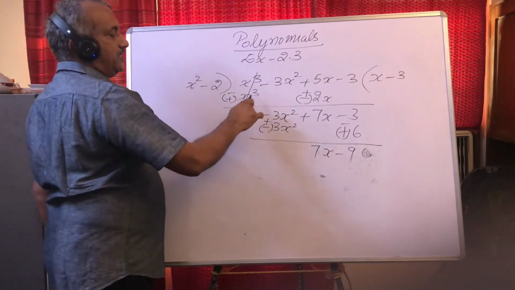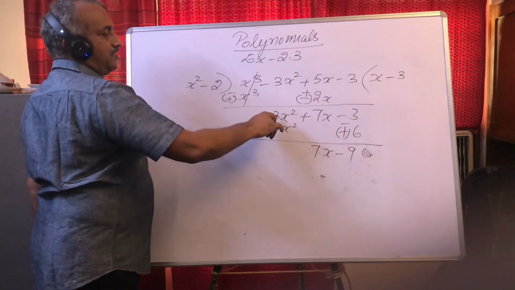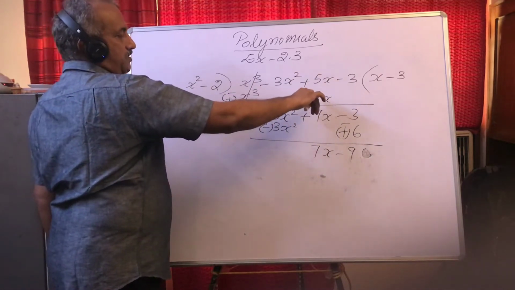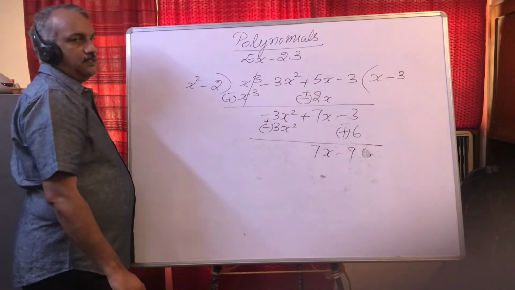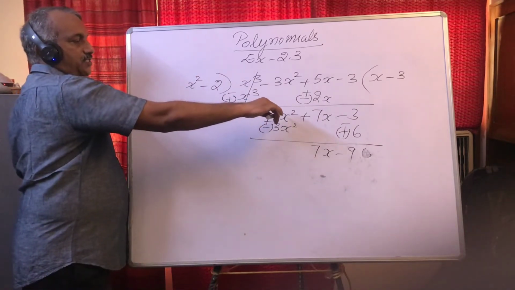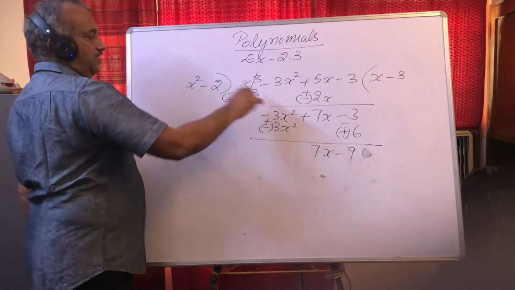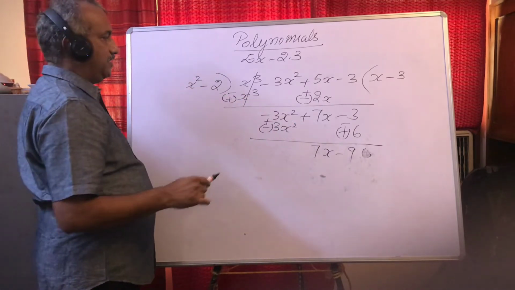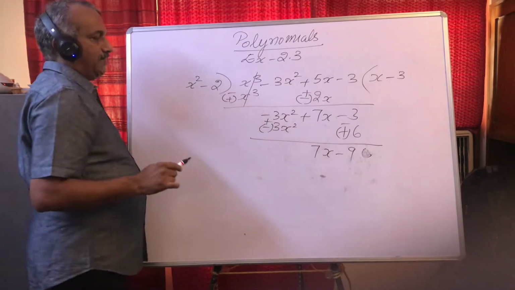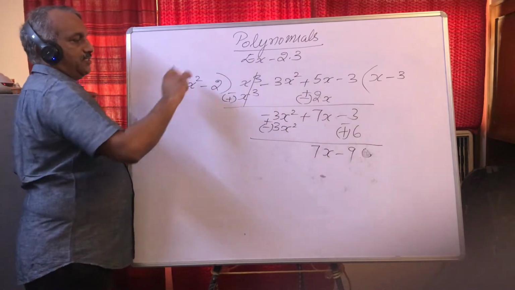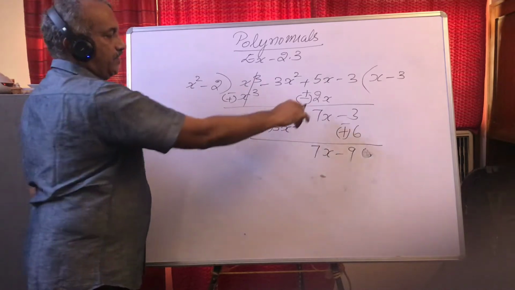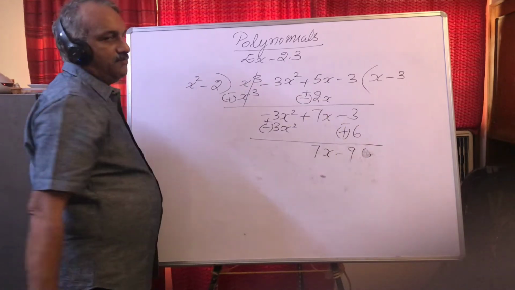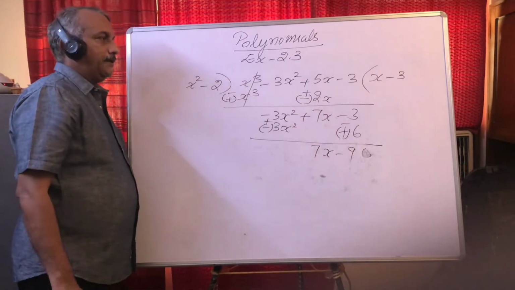Here x cube minus x cube gets cancelled. Minus 3x square, 5 plus 2, so 7x minus 3. Again, divide the first term by the first term. Minus 3x square upon x square, minus 3 into x square, minus 3x square, minus 3 into minus 2 plus 6. Change the sign and add. We get 7x, and minus 3 minus 6, minus 9.